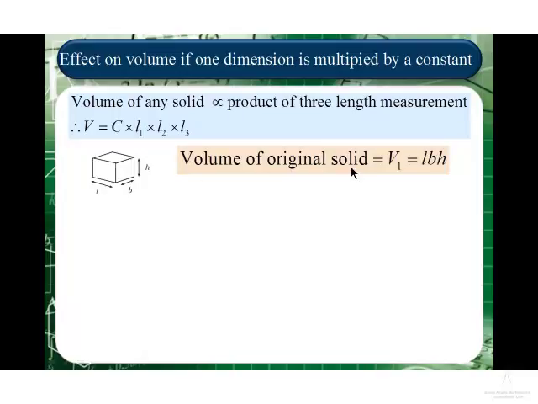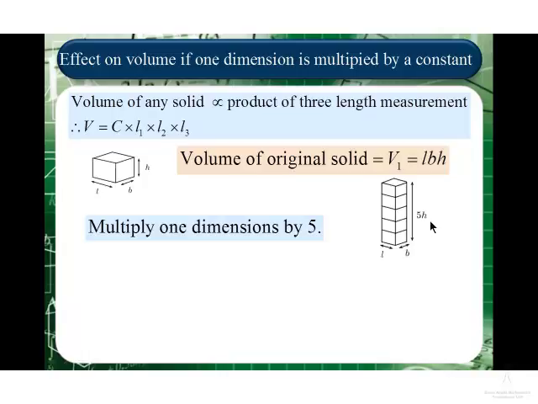Then the volume of the solid, of course, V sub 1, say, will be the product of L, B and H, as we saw before. If we multiply one of the dimensions, say by a constant 5, then the volume of the resultant solid will obviously be different to what it was before.